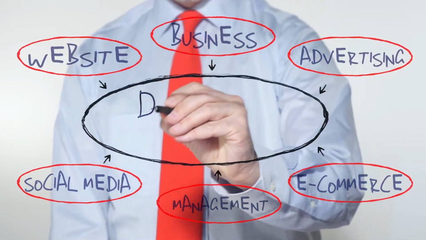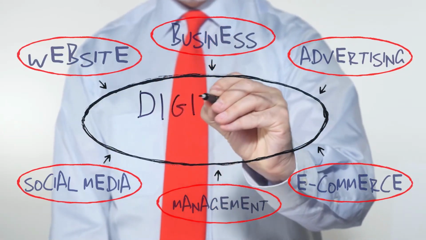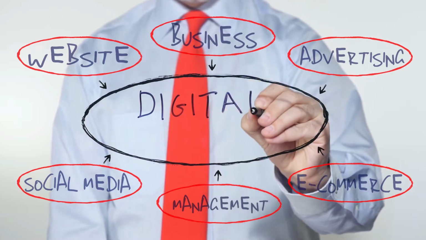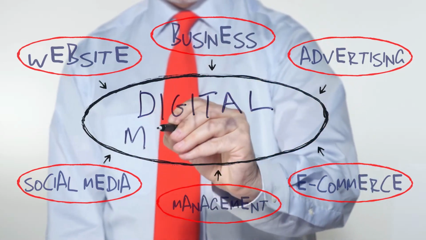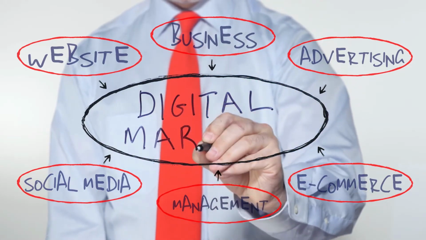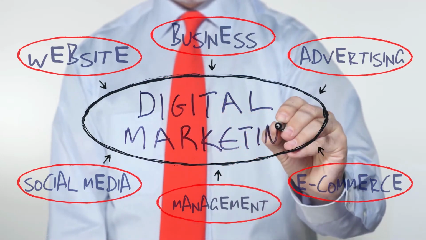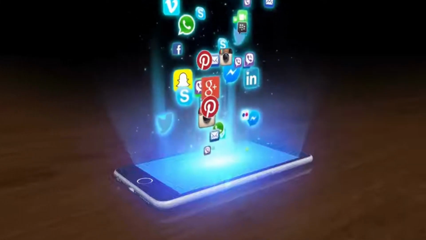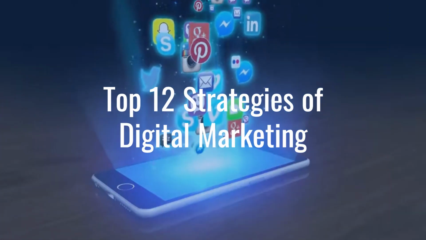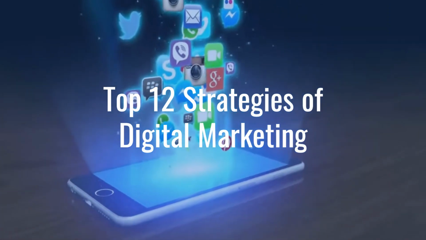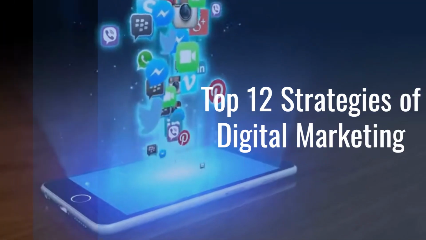Digital marketing is a broad term that encompasses all marketing efforts that use an electronic device or the internet. It involves promoting products or services using various online channels and techniques to connect with customers where they spend much of their time online. Now let's discuss the top 12 strategies of digital marketing.